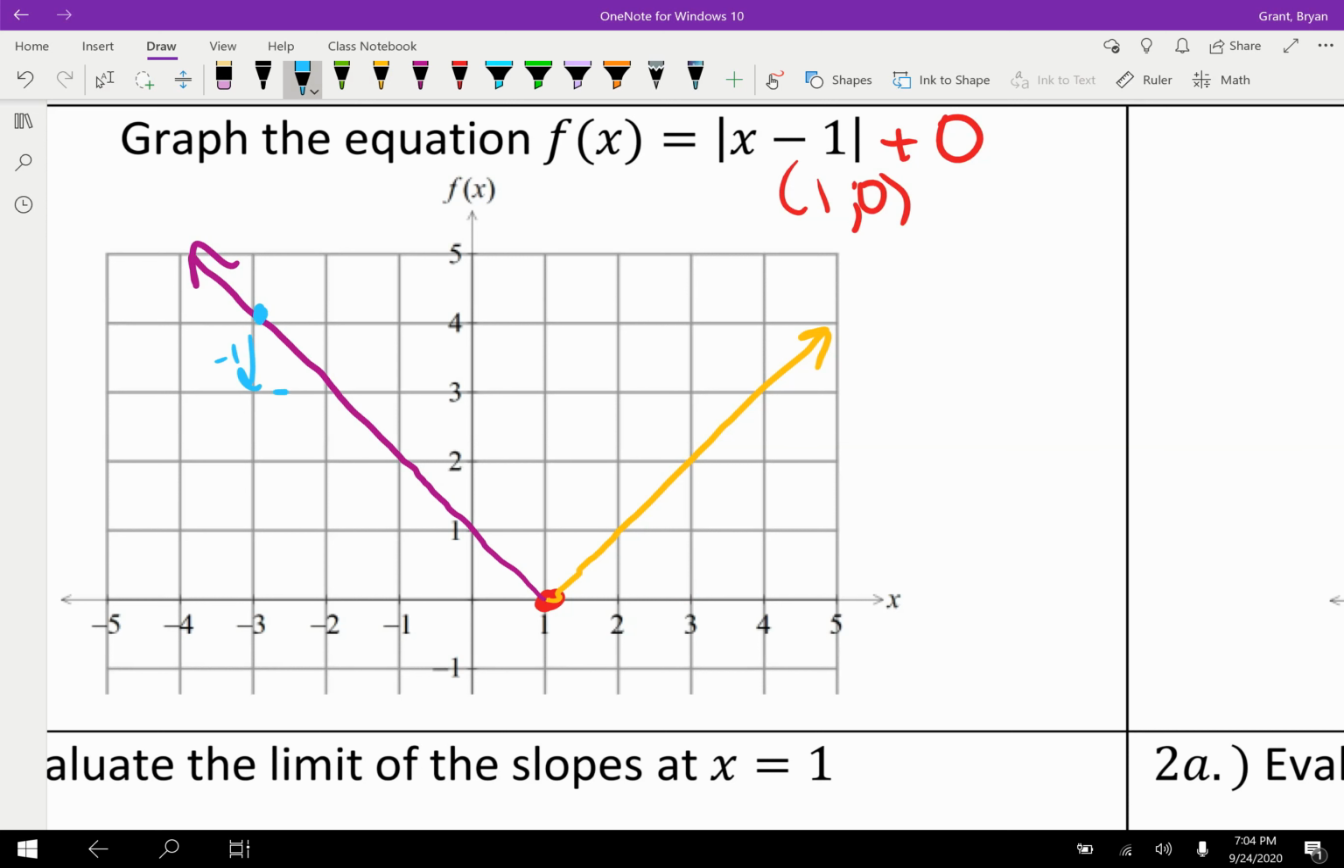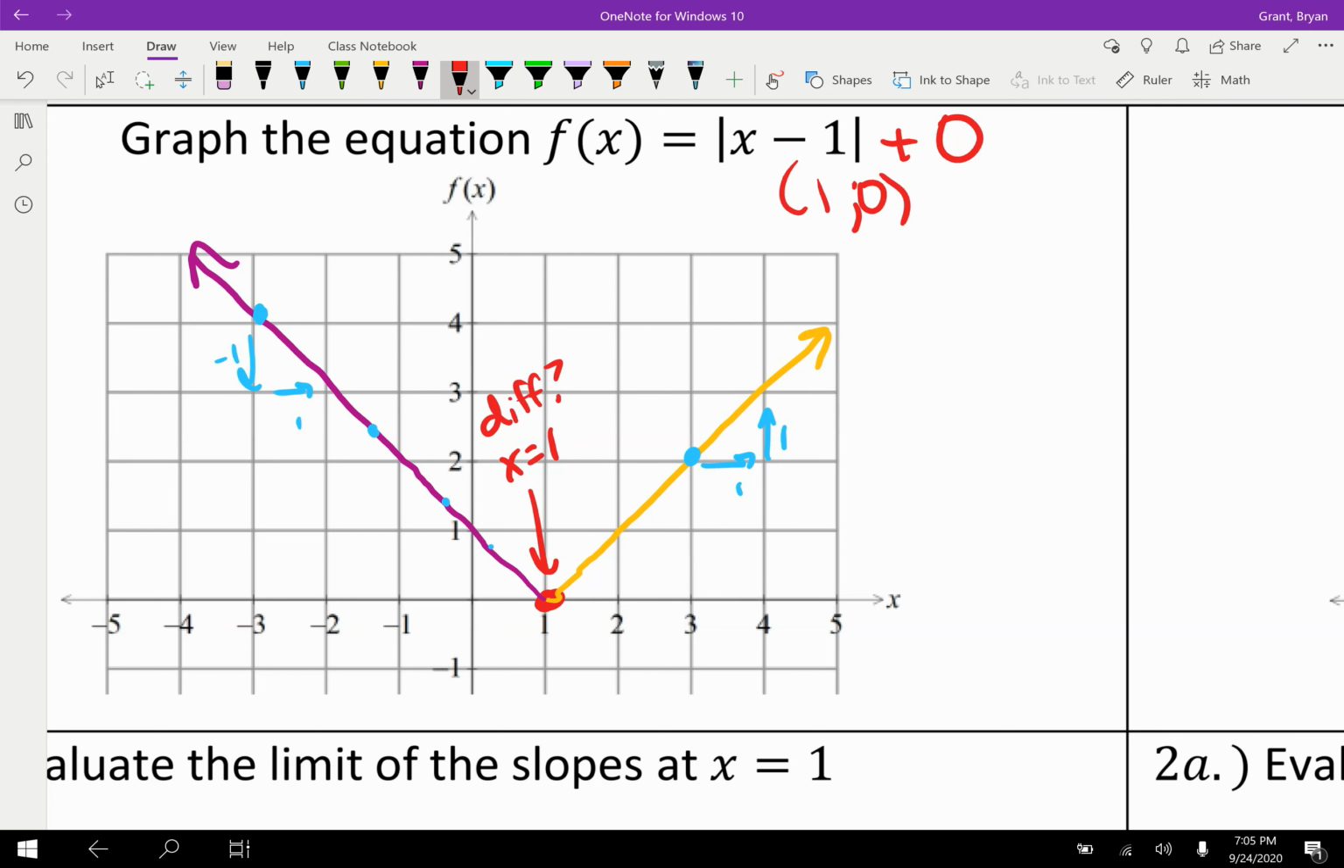In particular, it has a slope of down 1 over 1. This line has a slope over here. It has a slope of up 1 over 1. So any point that you pick on this graph has a slope, which means any point on that graph is differentiable, except maybe at x equals 1. I'm not sure if at x equals 1 our graph is differentiable.